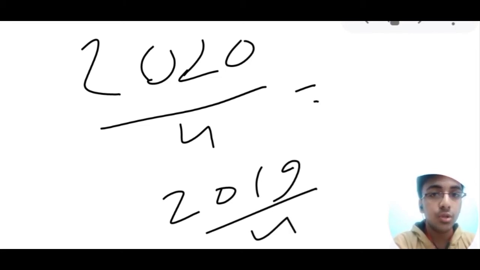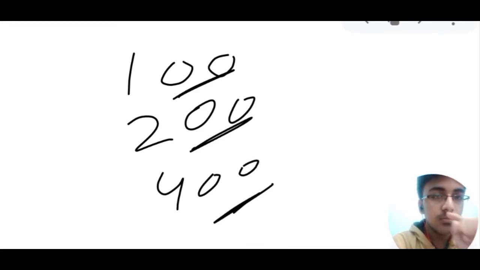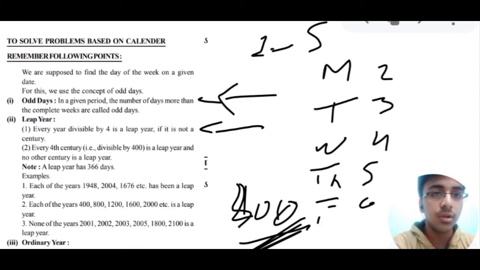So for a century year, you can't use this method of dividing by 4. For centuries, like 100, it will be divisible by 4, but it's not a leap year. 200 will be divisible by 4, but it's not a leap year. 400 is a leap year and divisible by 4 too. So for the numbers which are centuries, we need to divide them by 400. Every fourth century, that is, divisible by 400, is a leap year. And no other century is a leap year. Only the centuries divisible by 400 are leap years.